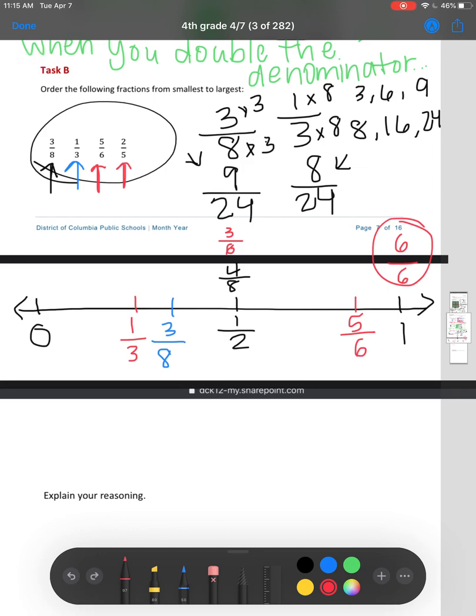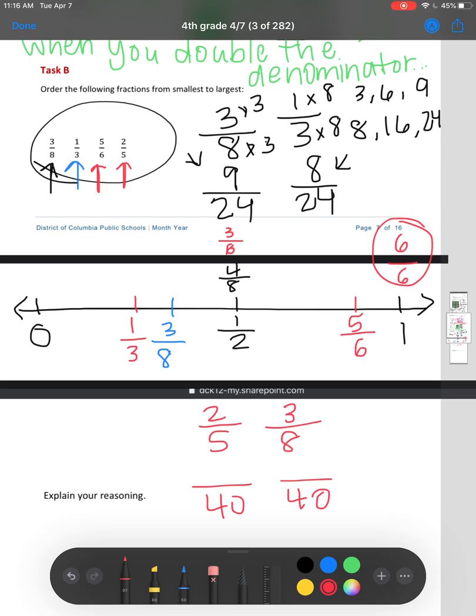So again, I'm going to come down here and I'm going to say, I have 2/5 and I have 3/8. I want to know if 2/5 is greater than 3/8 or less than 3/8. Where is it going to fall? So I'm going to find that least common multiple. And when I find the least common multiple between 5 and 8, you should find that it is 40.